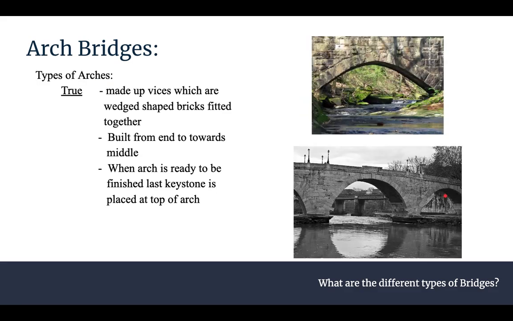And now moving on to the three different types of arches, which are the true, the false, and the ribbed. So let's start off with the true. It is made up of voussoirs, which are wedge-shaped bricks fitted together, as you see here, built from the ends towards the middle. When the arch is ready to be finished, the last keystone is placed at the top of the arch.